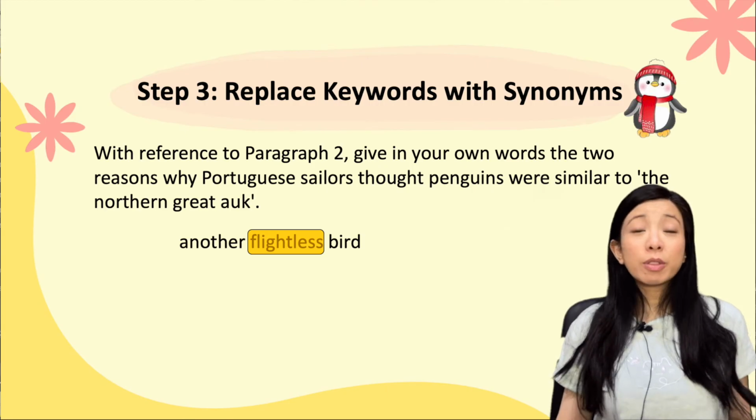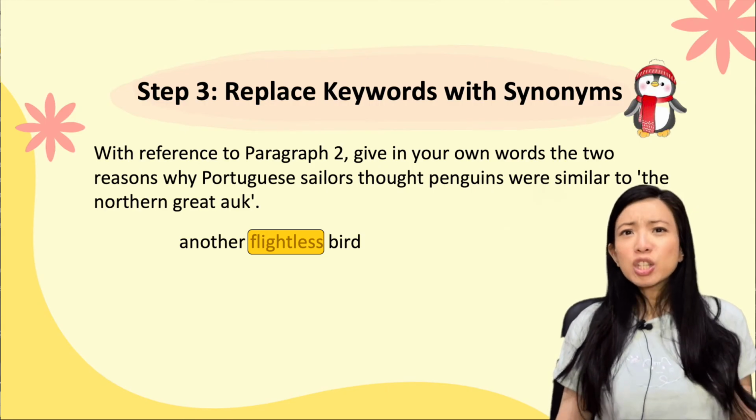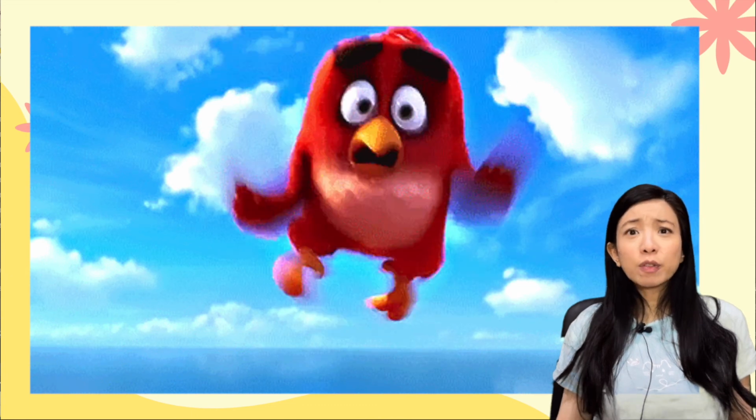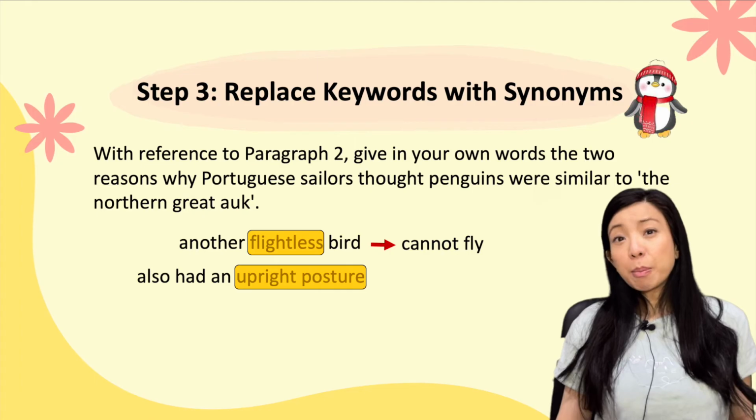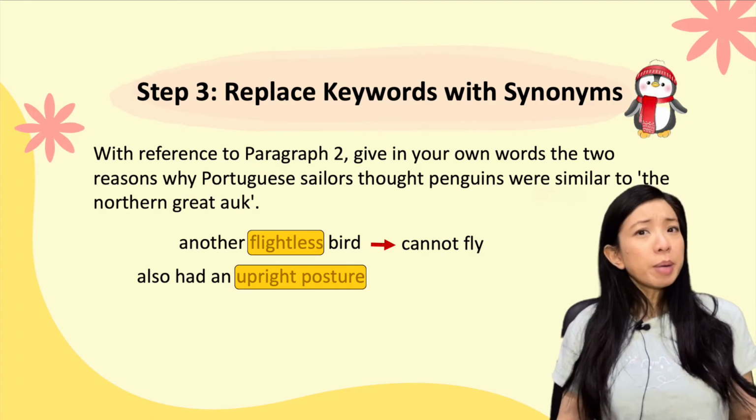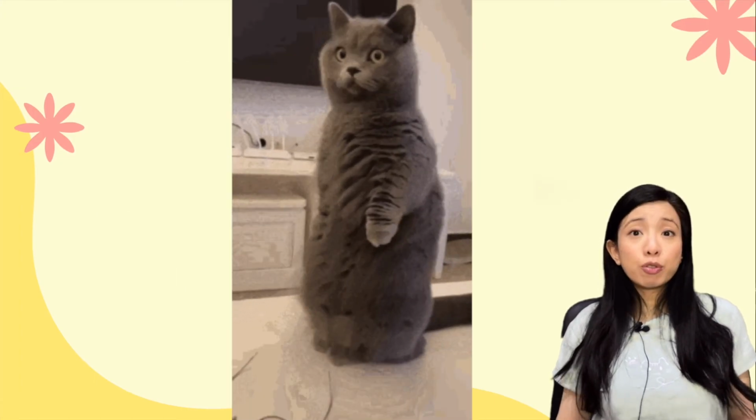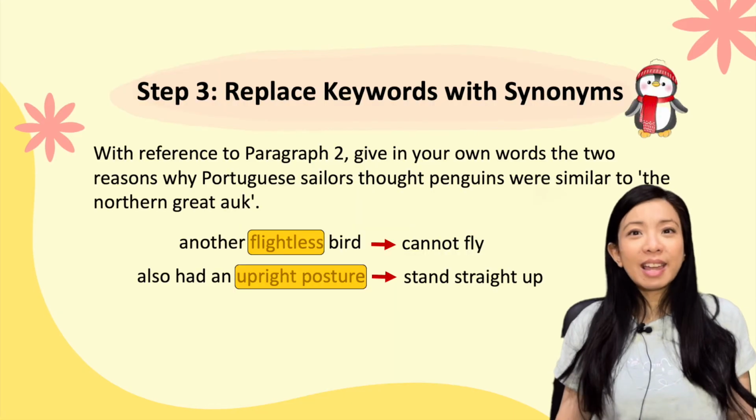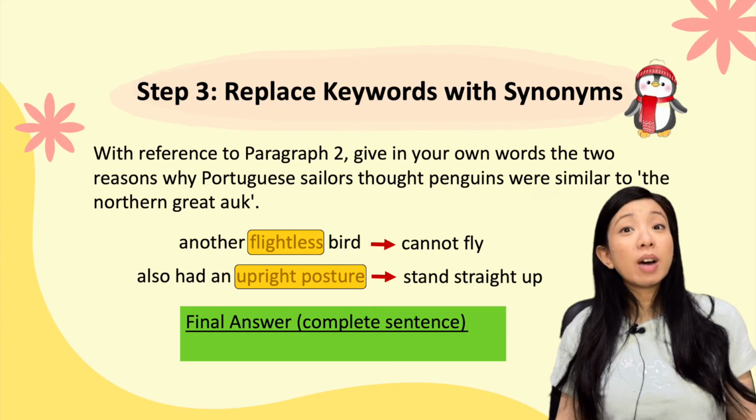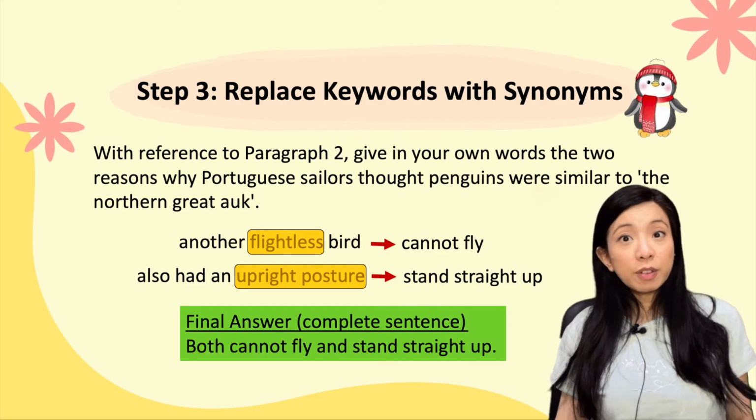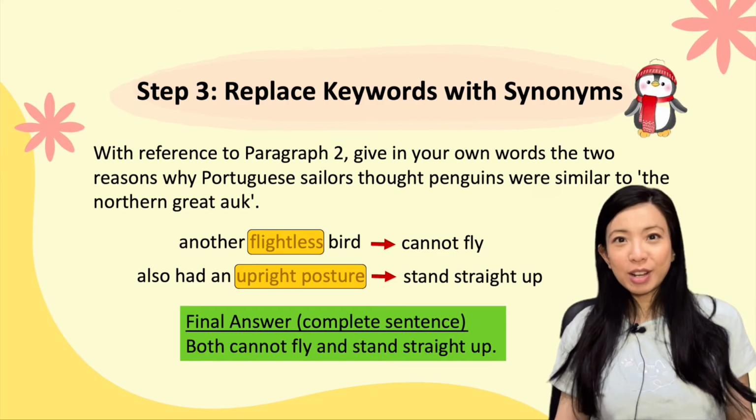Okay, so again, starting off with the first one, "flightless." So flightless means they cannot fly, therefore I'm just going to use that, "cannot fly." What about "upright posture"? So upright posture means that they are standing up straight, therefore I'm just going to use that, "stand straight up." Okay, so now I'm going to put everything together in a final answer. Both cannot fly and they stand up straight.